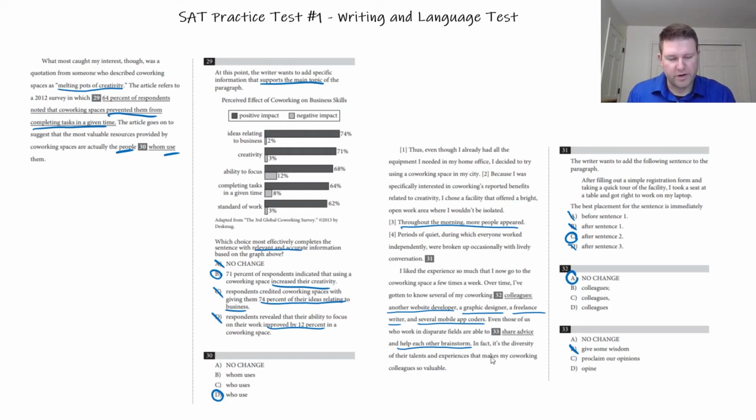We're helping each other brainstorm, which share advice works well with. Opine is the verb version of making an opinion. So again, we're helping each other brainstorm, not really enforcing or proclaiming our opinions. So D is out, and it is A.